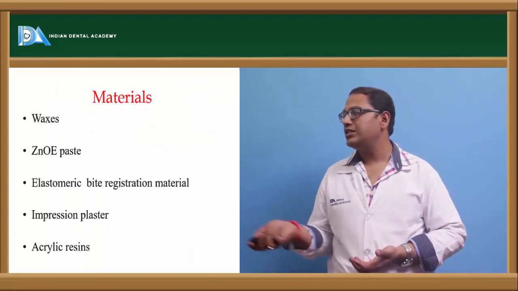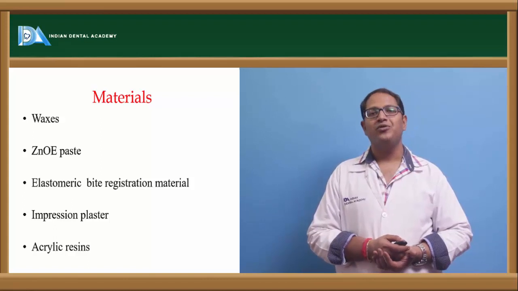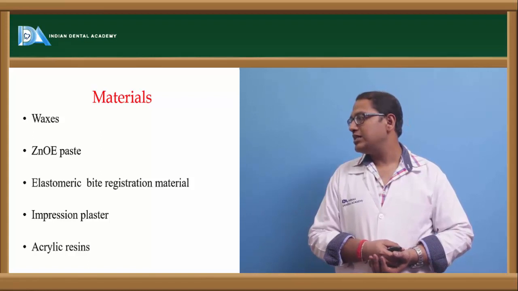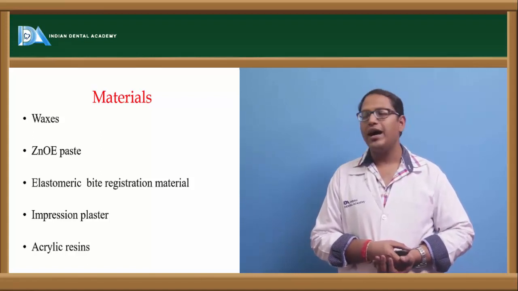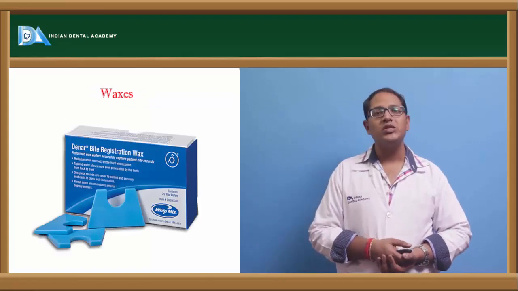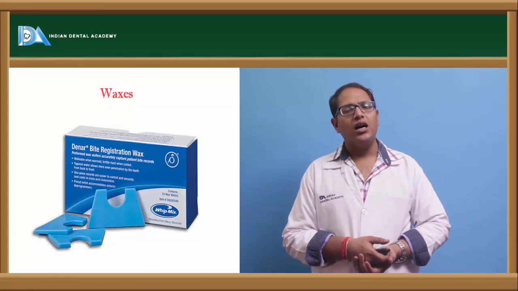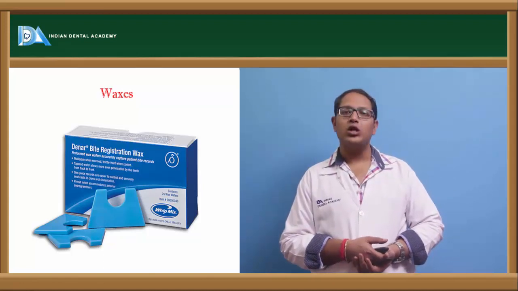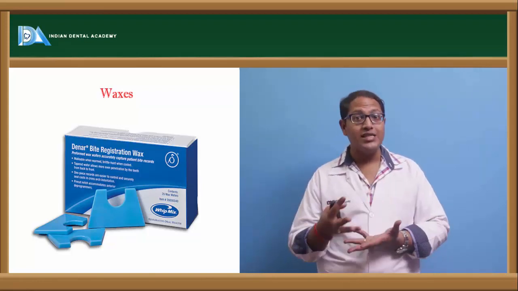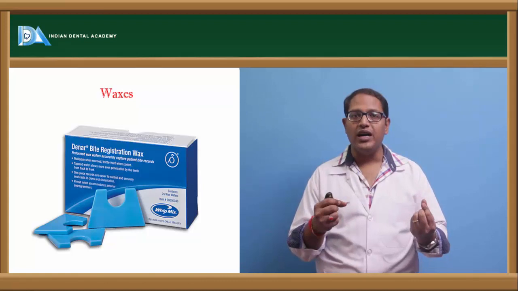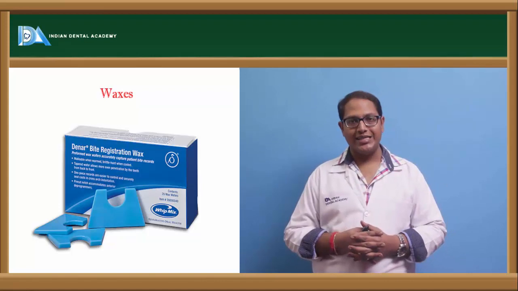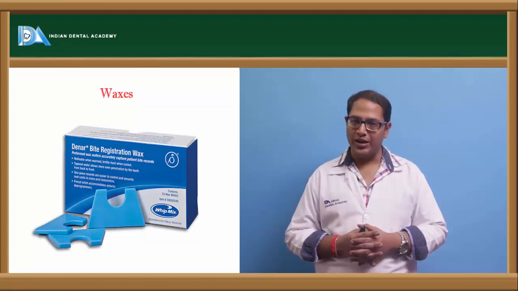So what are the different interocclusal record materials that we have? We have waxes, zinc oxide eugenol, thermoplastic materials, elastomeric materials, impression plaster, and acrylic is also used. Coming to the first one, that is wax. How and what wax? We have physiologic waxes, which are not resistant before setting, flow nicely before setting, set fast, and after setting are rigid. An example is Aluwax, which we use as an interocclusal record material.